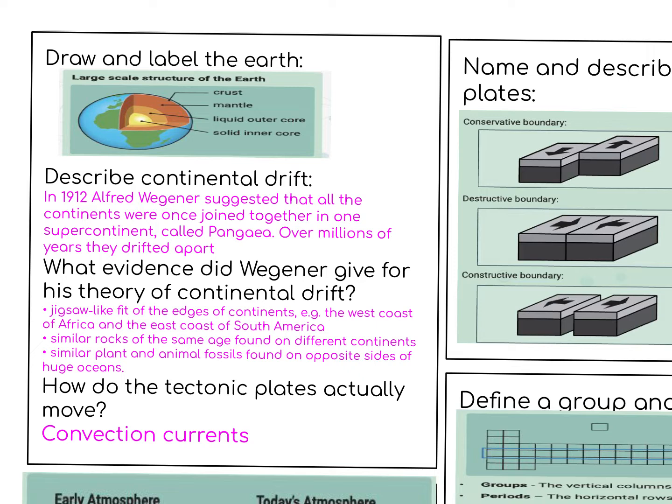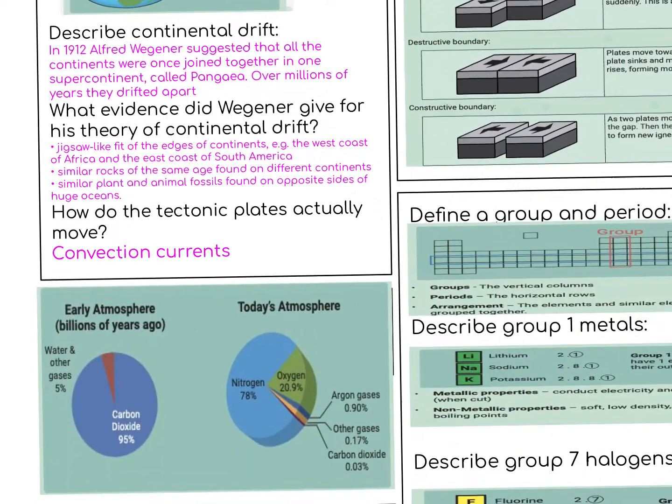How do the tectonic plates actually move? It's convection currents. So a big thing with Wegener is that people didn't believe him. Eventually we came up with tectonic plates and convection currents to prove how it worked.